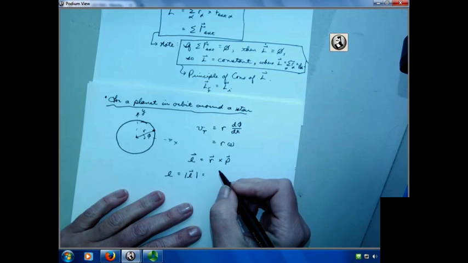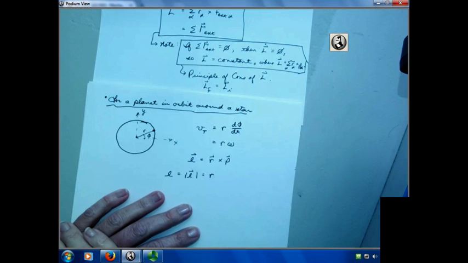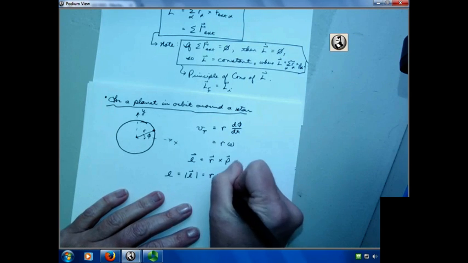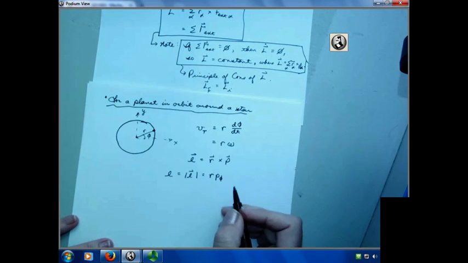Okay, so that is equal to r times the component of p that is perpendicular to r, which we called p phi. You can always write a cross product that way, as one of the vectors times the component of the other that's perpendicular to it. All right? Just a little reminder.